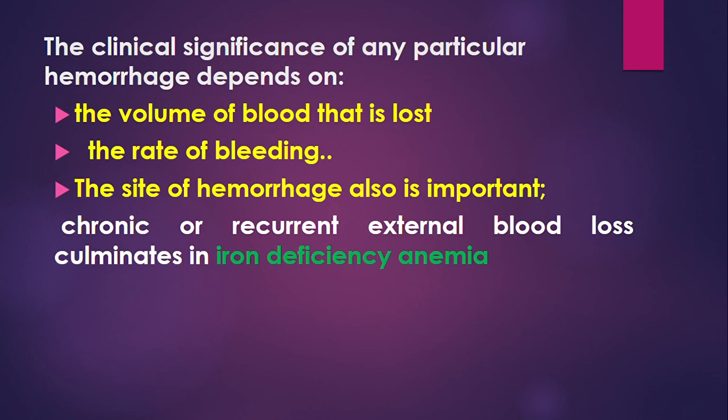For example, if the hemorrhage is in the brain, it can cause death immediately. But if it is external bleeding from a simple wound, it has no serious effect. Chronic or recurrent external blood loss causes iron deficiency anemia. With external blood loss there is loss of blood, so the iron in the body will decrease, leading to iron deficiency anemia.